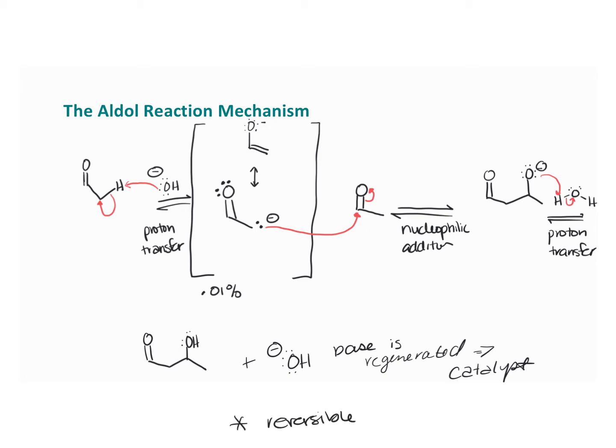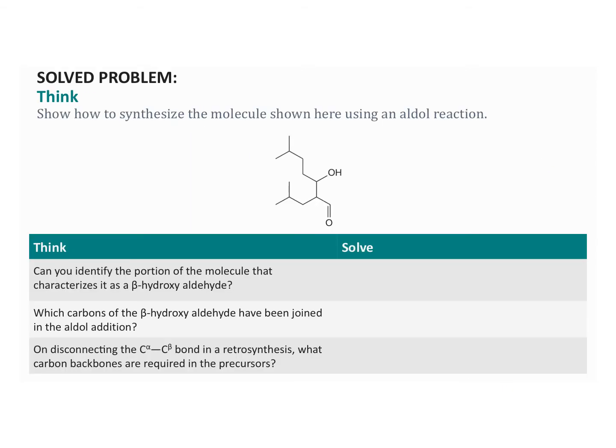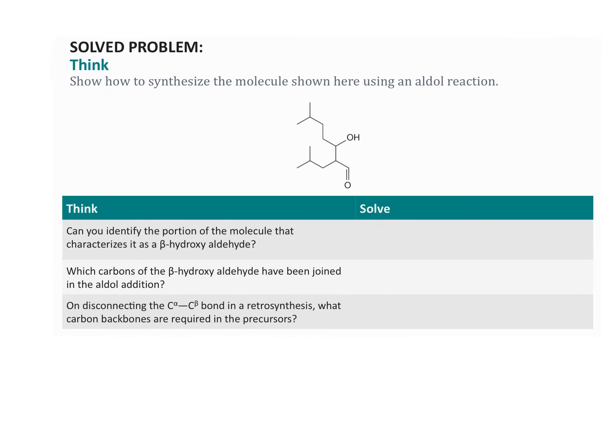So I want us to do an example. All right, so let's look at this molecule here. It says, show how to synthesize the molecule shown here using an aldol reaction. And so when you have to think backwards, for that retrosynthetic analysis, which is really what we're doing here, we need to think back, how can we undo this? And so can you identify the portion of the molecule that characterizes it as a beta hydroxyaldehyde?